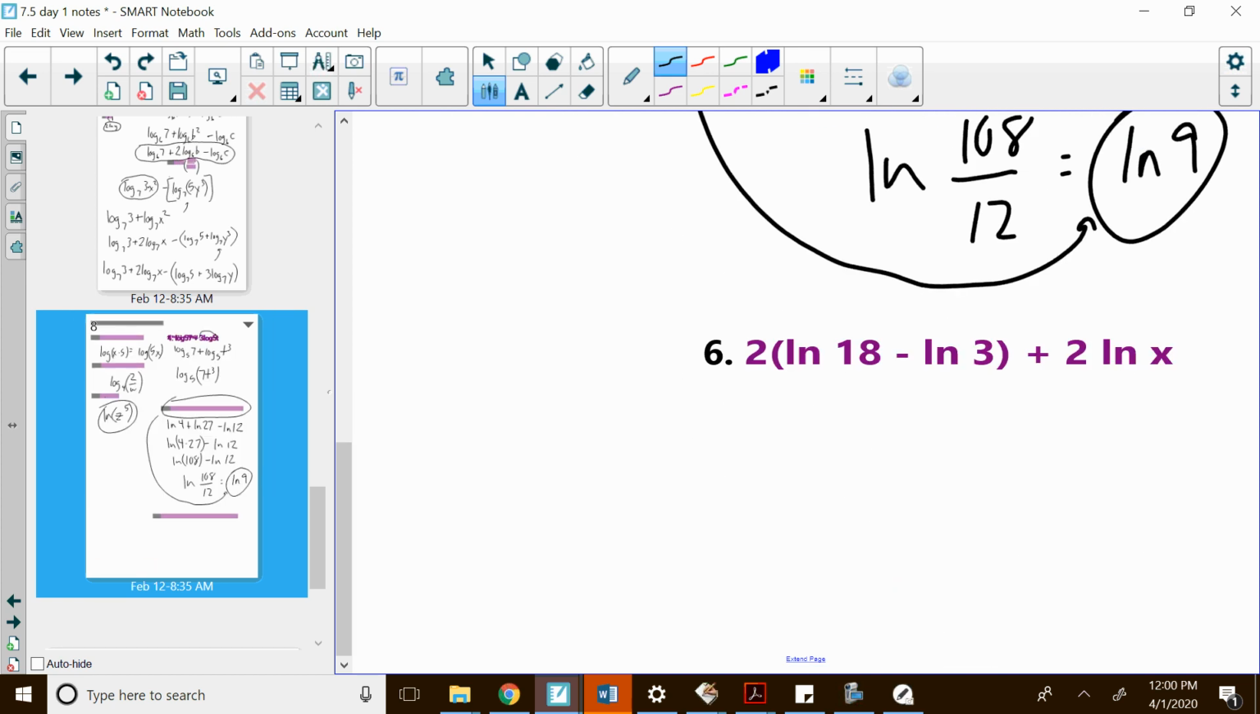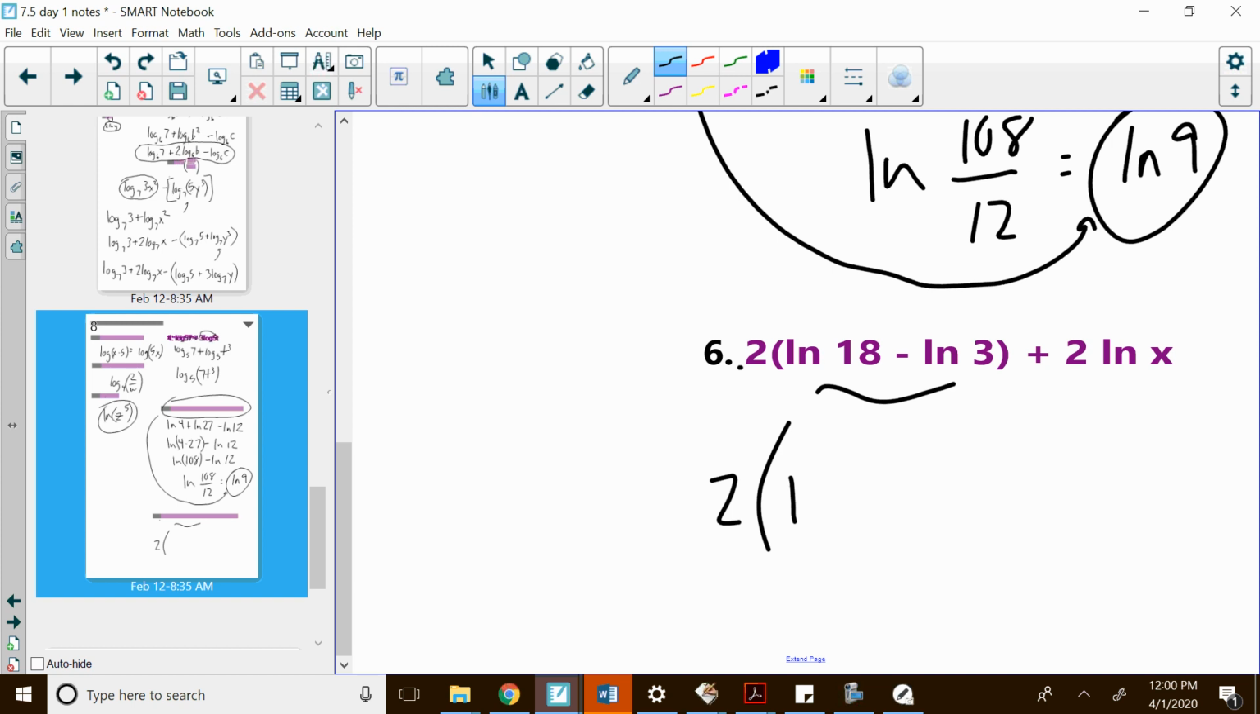Okay. Lastly, number 6, 2 times the natural log of 18 minus 2 times the natural log of 3, plus 2 times the natural log of x. There's actually 2 things you could do here. You could distribute this 2, or you could condense this and then use what's going to end up being our power rule here. So I'm going to condense what's in parentheses first, and then I'll worry about that 2.